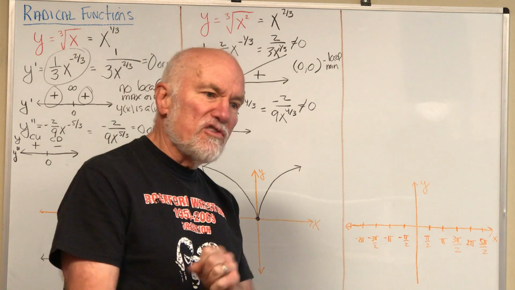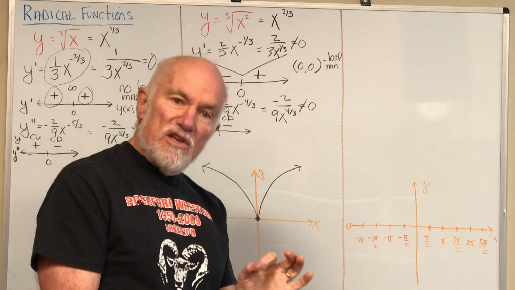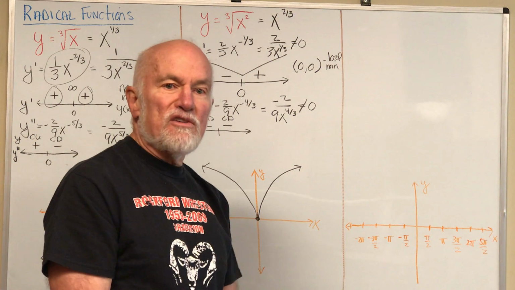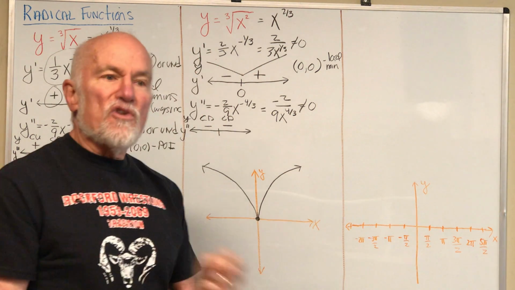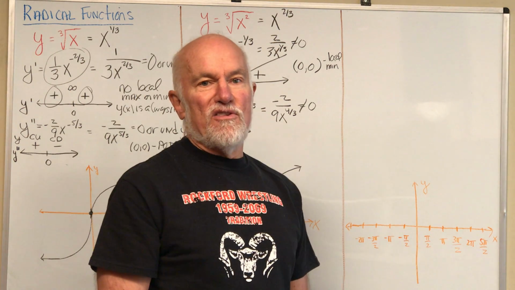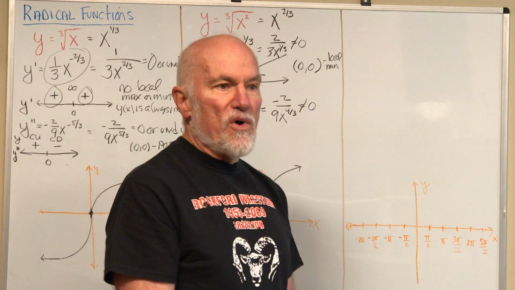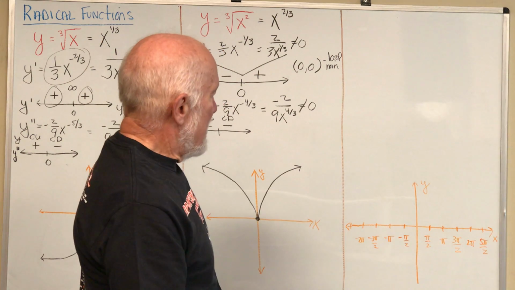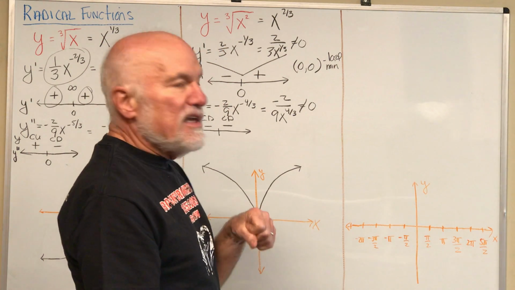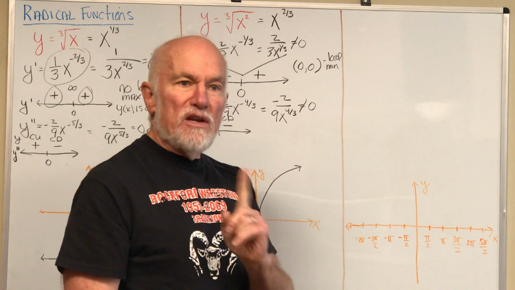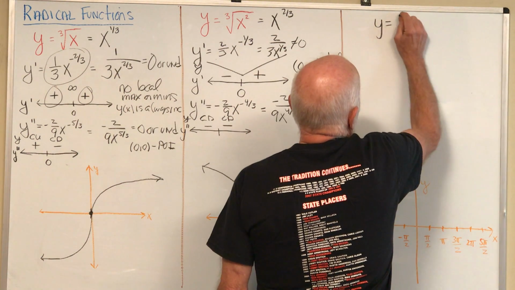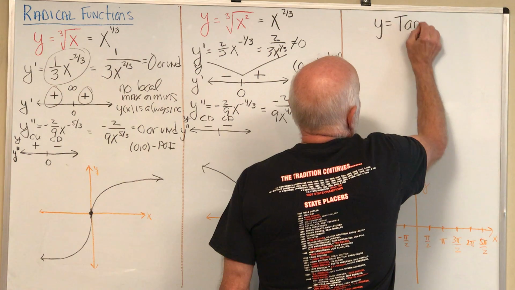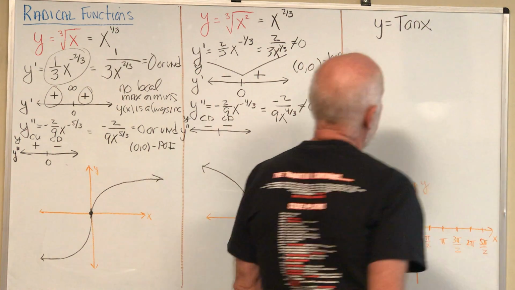So radical functions aren't too bad, especially if you use the first and second derivative to help you tell what the graphs look like, whether they're increasing or decreasing, what their concavity is, and finding any kind of special points. Okay, so enough for radical functions. Why don't we take one trigonometric function that's considered, if you haven't already done it a lot of times, a pretty hard function to graph, the tangent of x.